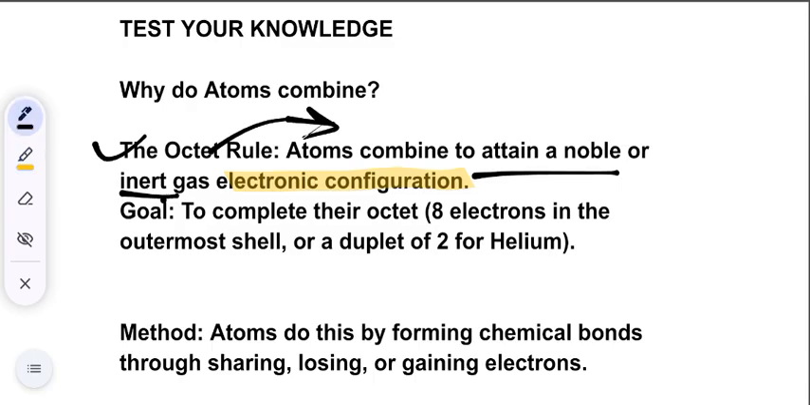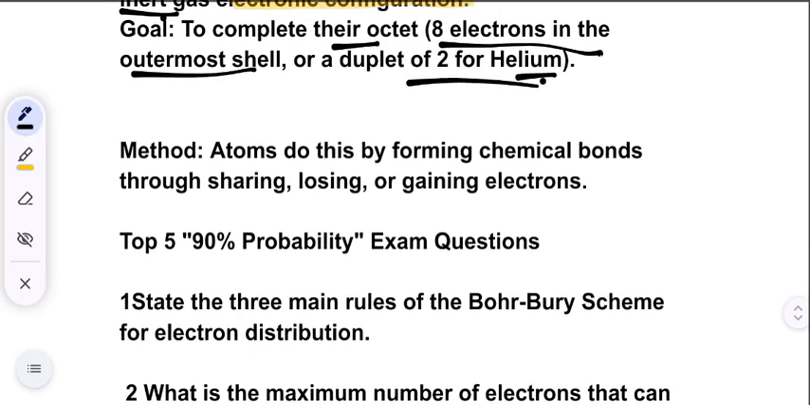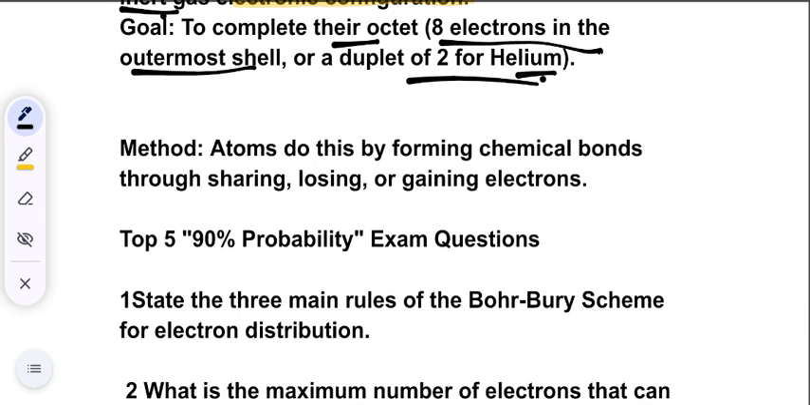Find the goal. What is their goal? Their goal is to complete their octet, meaning 8 electrons in the outermost shell, or a duplet of 2 for helium. Method: how do they perform this? Atoms do this by forming chemical bonds through sharing, losing or gaining electrons. How do they complete their octet? 8 electrons in the outermost shell and a duplet of 2 for helium.